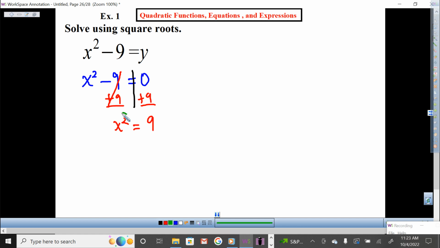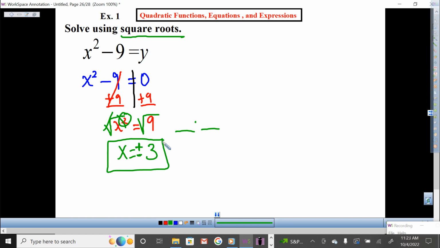Last step, I need to cancel this squared. How do I do that? The inverse is taking the square root. Whatever I do to one side, I do to the other. That's why this process is called what? By square roots. This cancels this. So what number times itself gives us 9? What other number times itself gives us 9? Negative 3. Positive 3, 3 times 3 is 9. Negative 3 times negative 3 is also 9. So our answer, we're going to write it like this. Plus, minus 3. Copy that, please. Woo! Let's go.